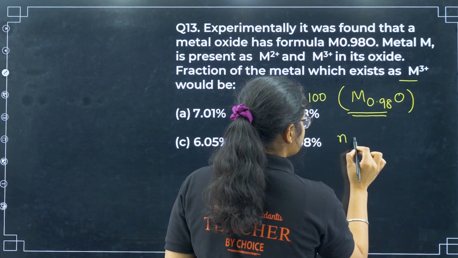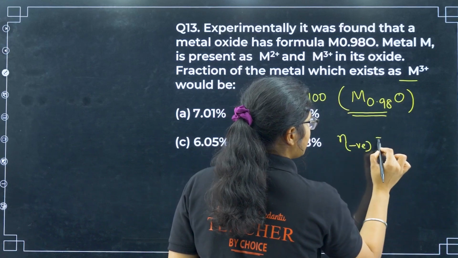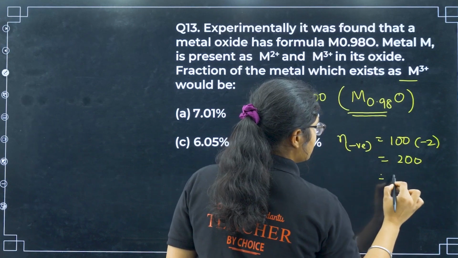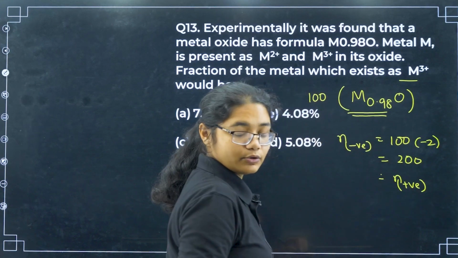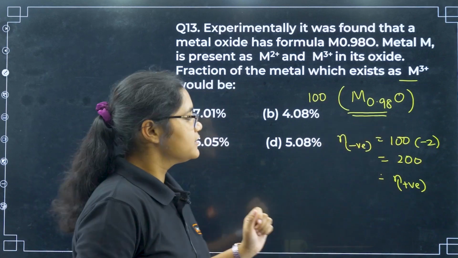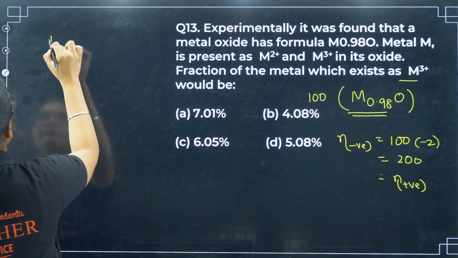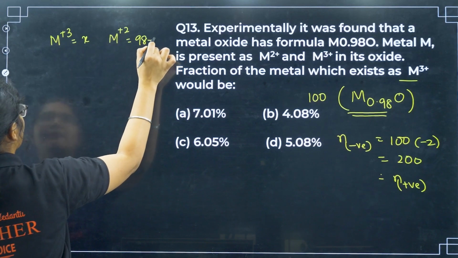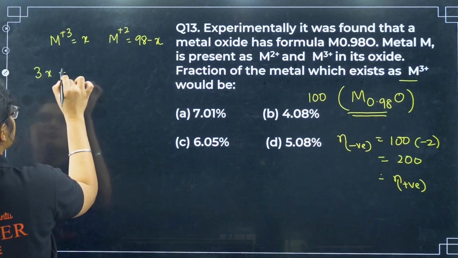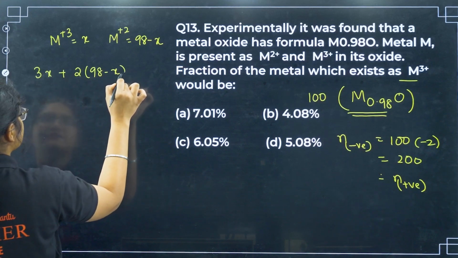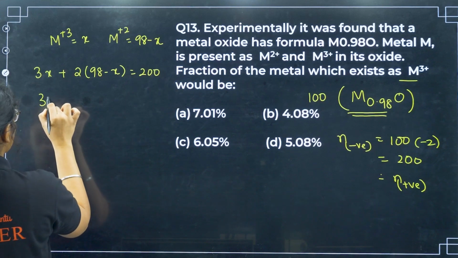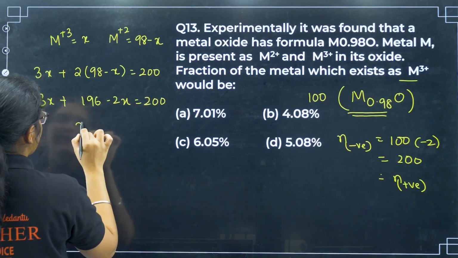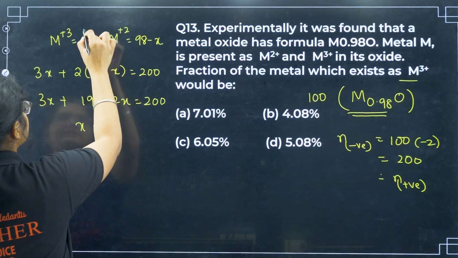And what is the total charge? Total negative charge will be 100 into oxygen charge of -2, so 200, and that will be equal to the total positive charge. Total positive charge will be equal to total negative charge. So I can now write M3+ in the form of X, and M2+ will then be in the form of 98 minus X. So 3X plus 2 into 98 minus X is equal to 200. So 3X plus 196 minus 2X is equal to 200, and X is equal to 4. Okay, so I have X is equal to 4 here.